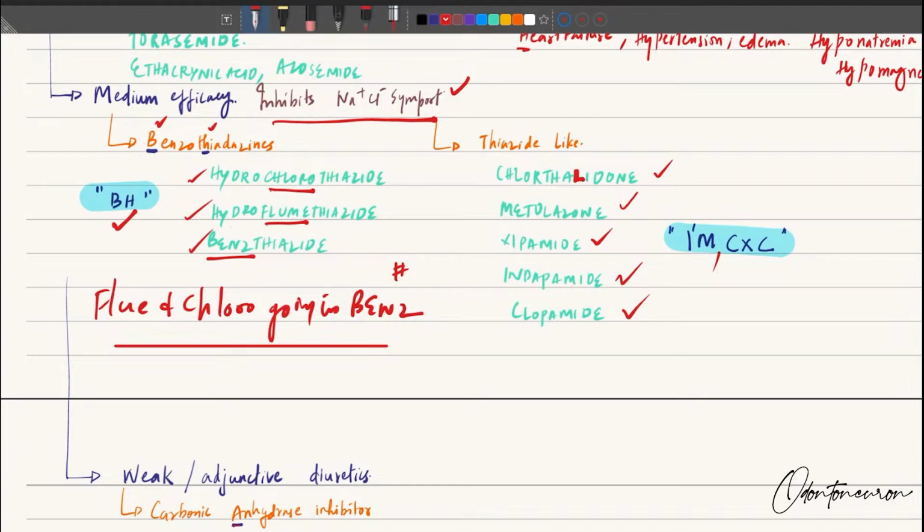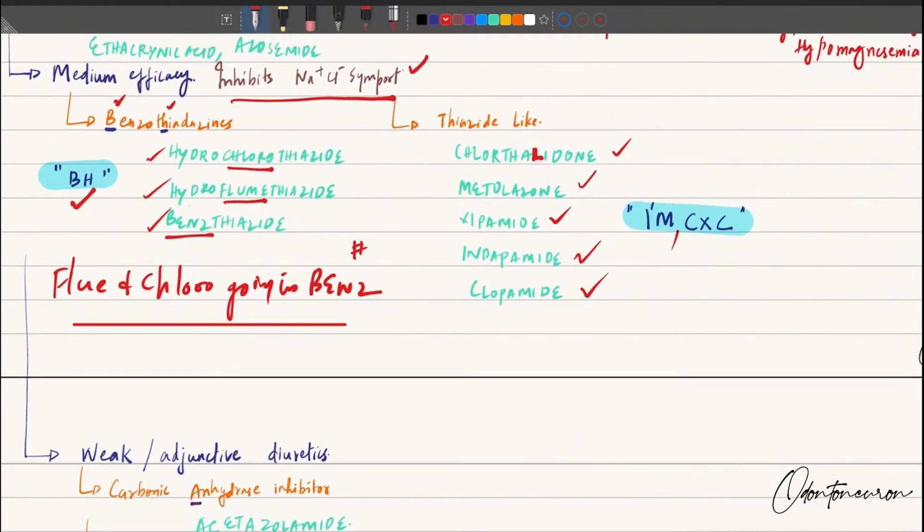For the benzothiadiazines, it is flu and chloro going in benz. So hydrochlorothiazide, hydroflumethiazide, and bendroflumethiazide. Then thiazide-like: IMCXC. I don't know what this means, but it's what I made. I is indapamide, M is metolazone, C is chlorthalidone, X is xipamide, and C is clopamide.